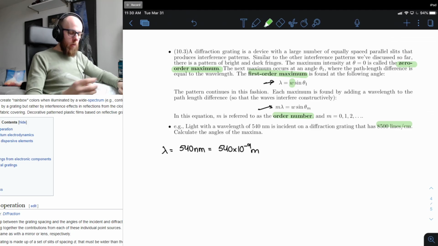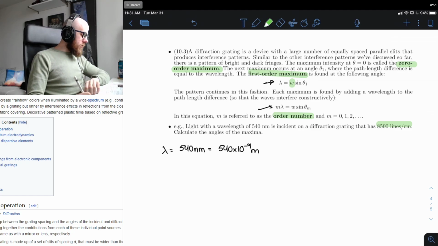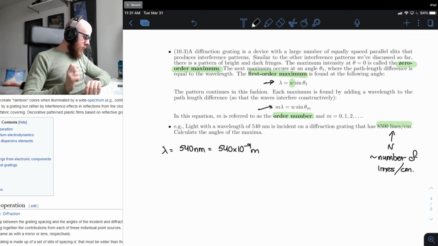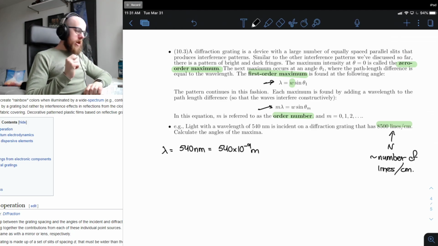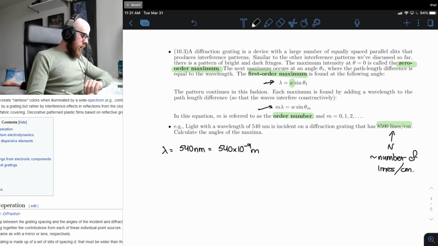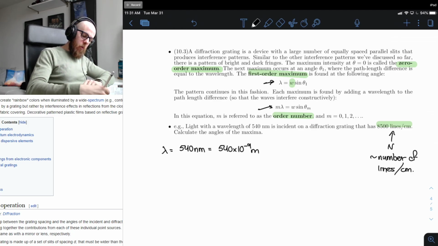Okay, and so what we have to do first is untangle this value here. I'm going to give this a name though. I'm going to call this value n. Okay, and n is just the number of lines per centimeter. Okay. And so what I can do is use this to figure out the width of each line. All right. So the width equals 1 over n. Okay.